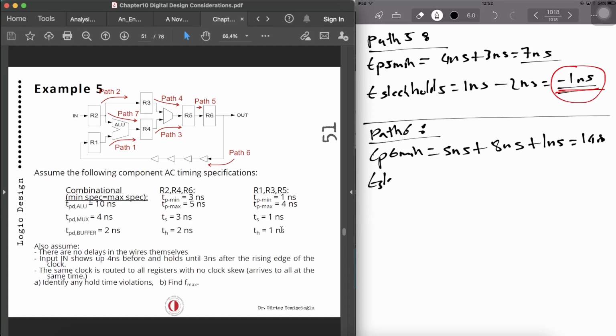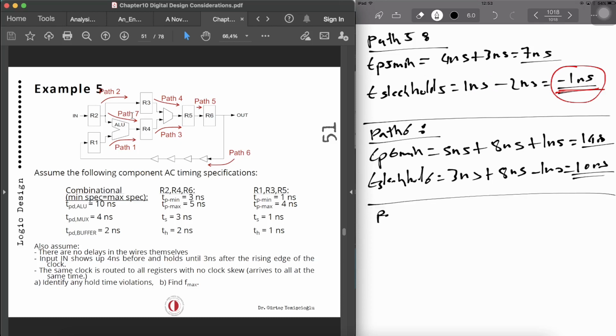And T slack hold 6 is going to be, the TP min of R6 is 3 nanoseconds, and the buffers are again 8 nanoseconds, and the hold time for R1 is 1 nanosecond. So this will give us 10 nanoseconds. So path 7.